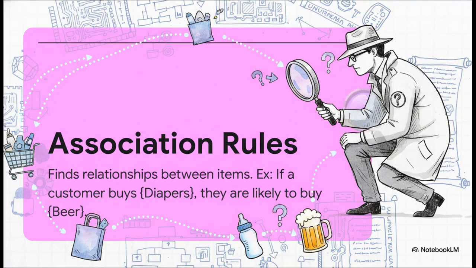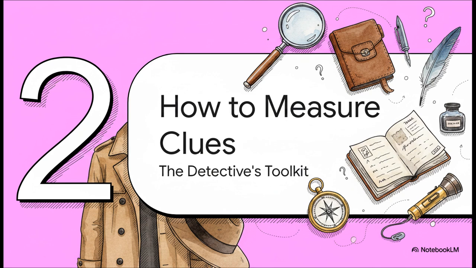Well, what our data detective is really trying to find are these things called association rules. They're simple but incredibly powerful statements, just like this one. Finding these rules is like discovering the unwritten laws of how customers behave. Now, any good detective needs a toolkit, right? Well, in data mining, our tools are metrics, ways to measure if a clue is a real, solid pattern or if it's just some random coincidence. Let's take a look at the three most important ones.